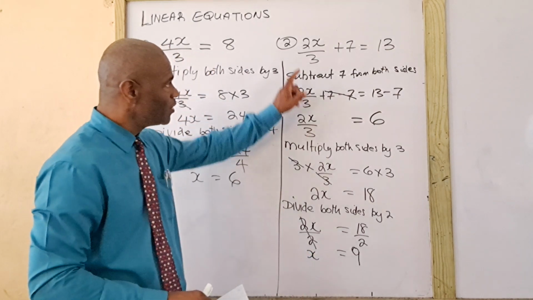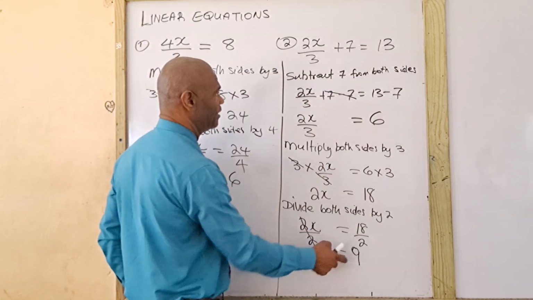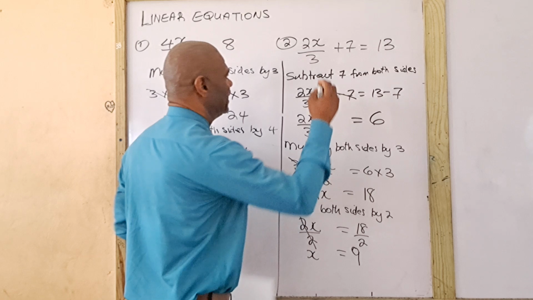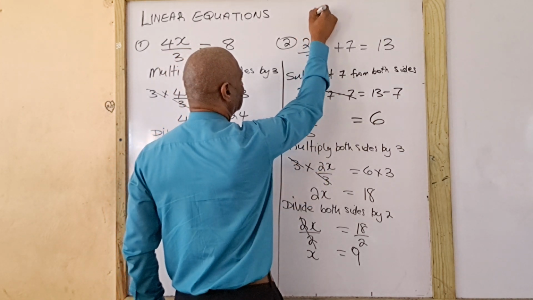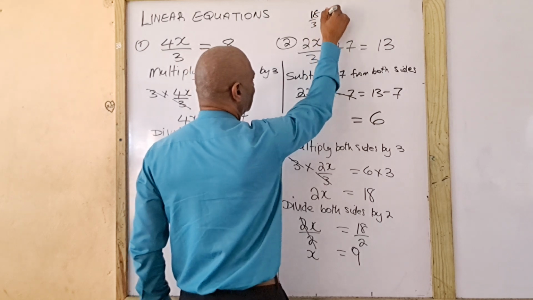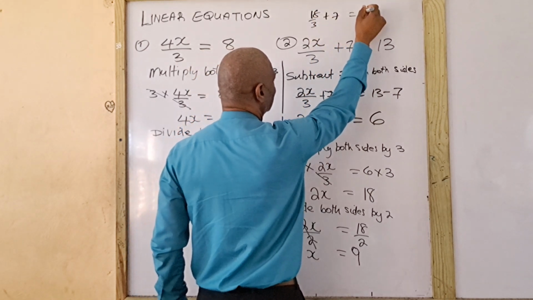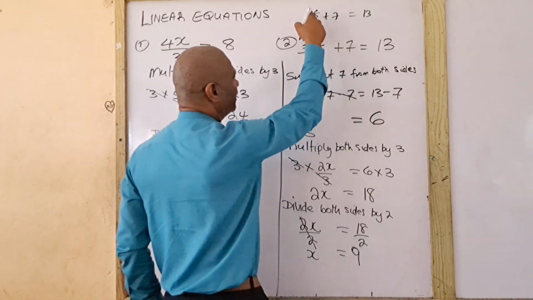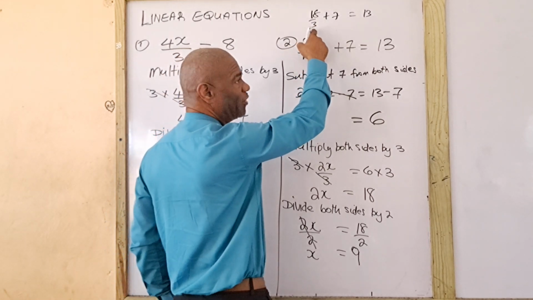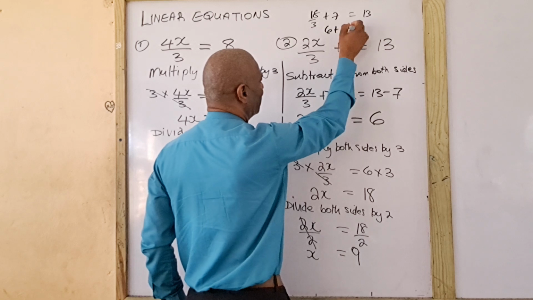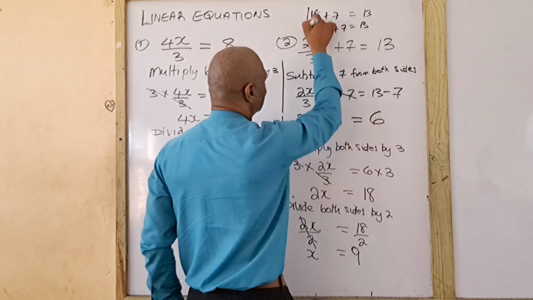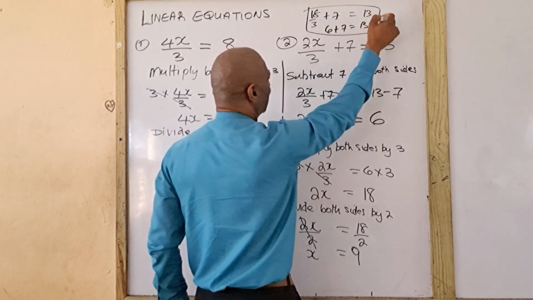Right? So that would be 2 times 9. 2 times 9 is 18. So we have 2 9s, 18 divided by 3 plus 7 equals 13. 18 divided by 3 is what? 6. So that would be 6 plus 7 equals 13. Alright, that's your proof right here.